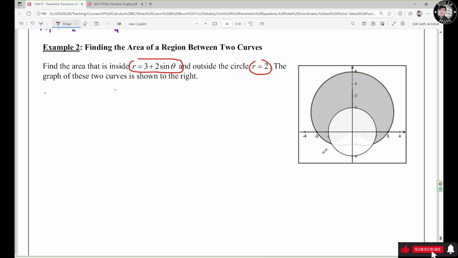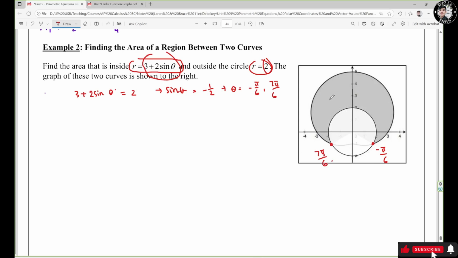Now what you need to do is to find the intersection between two curves. It's going to be right here and right here, right? So basically you just equate this guy and this guy. So I have 3 plus 2 sine theta equals 2, so sine theta equals negative 1/2, and theta equals negative pi over 6 and 7 pi over 6. So this one is negative pi over 6 and this one is 7 pi over 6.